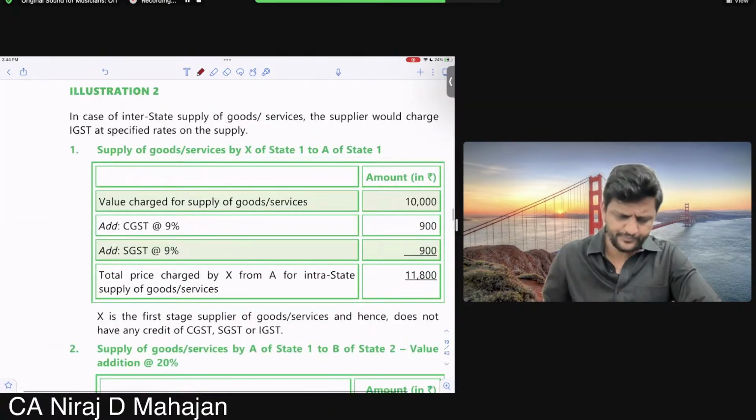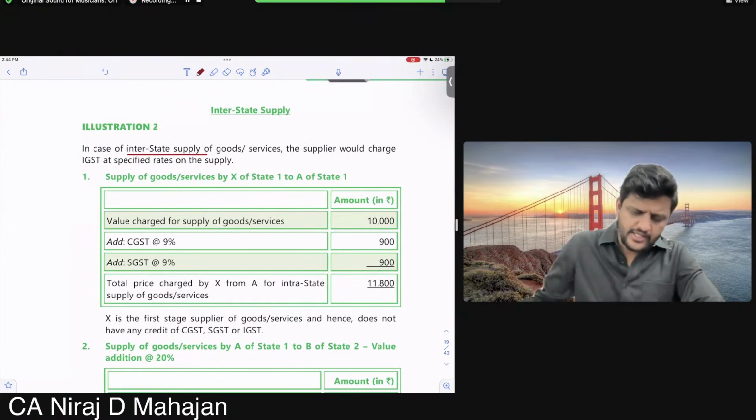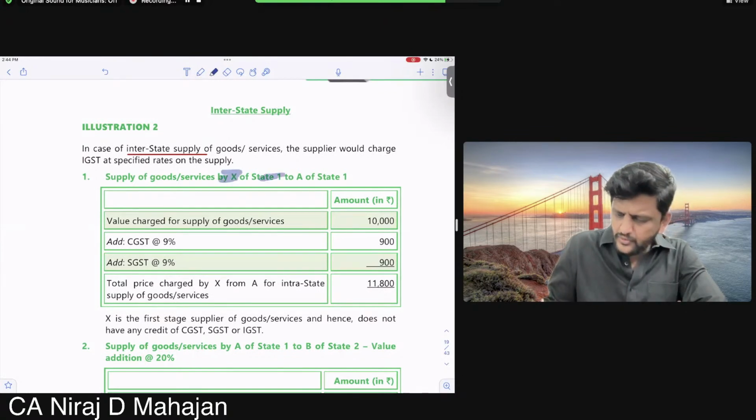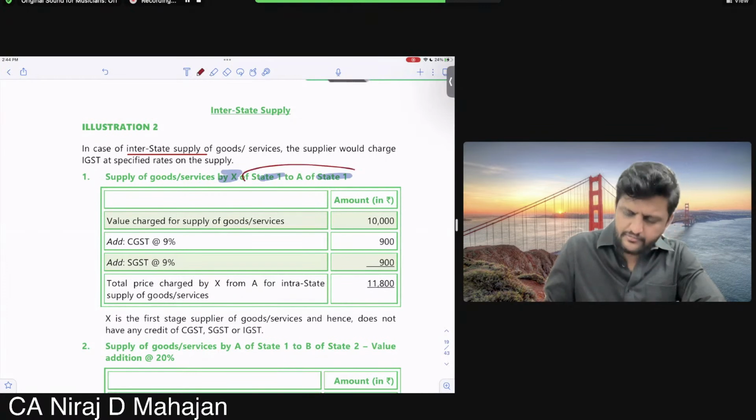Chalo, illustration 2. In case of interstate supply, we charge IGST. Chalo, ठीक है. X from state 1 to A of state 1. This is inter. This is, sorry, intra only na. State 1 to state 1. Clear here? Intra only, within the state.